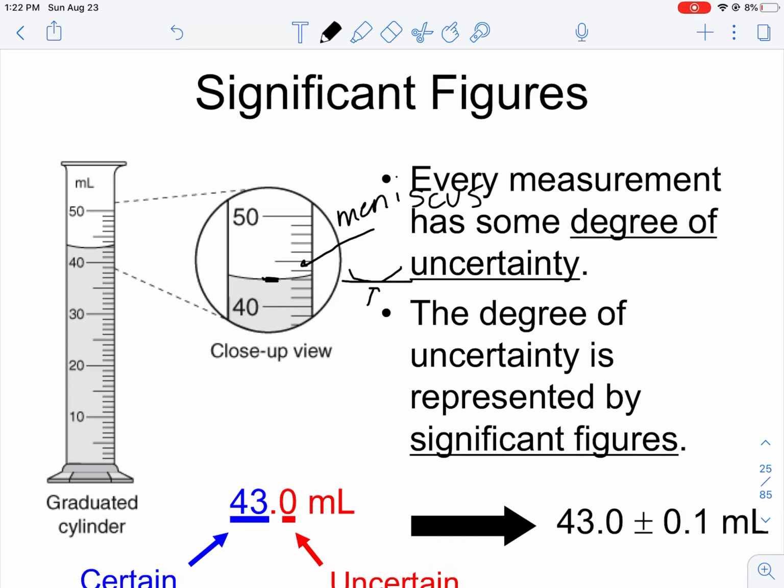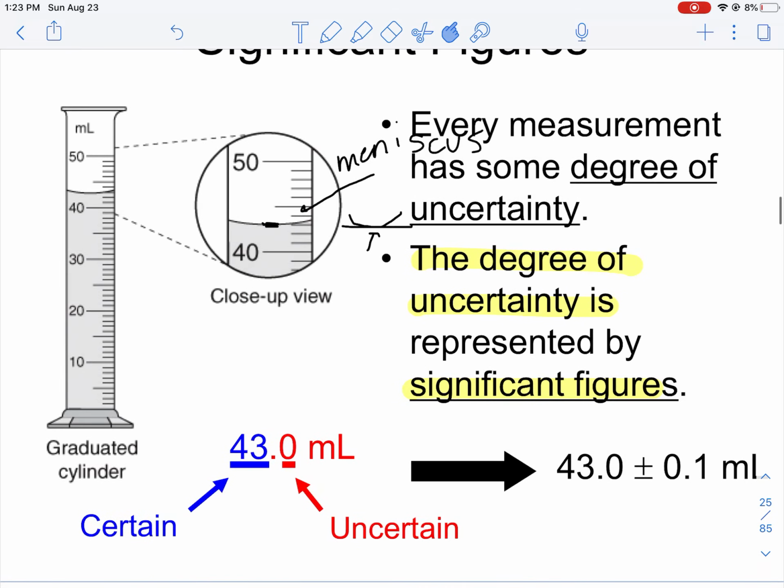So there's 43 mils. Now, when we measure in the lab, we always include the degree of uncertainty. And how do we include that? By using a sig fig. Now the sig fig is what we're not sure about. So we are not sure about this digit right here, the 0. Now it could be that I look at this graduated cylinder and I think it looks like 43.1, and someone else looks at it and they're like, oh no, it's definitely 43.0. It's a little bit easier to look at this picture on my slide to know that it's 43.0.